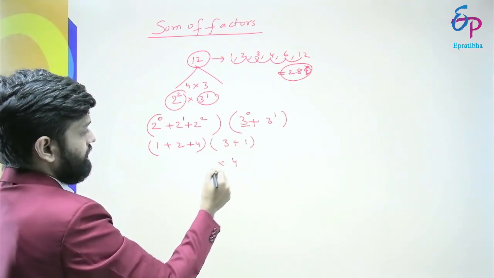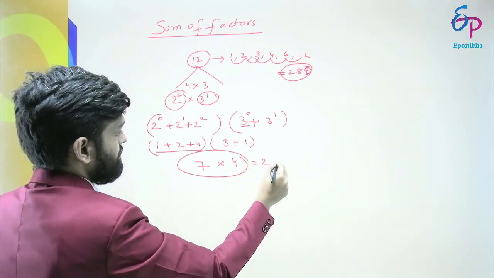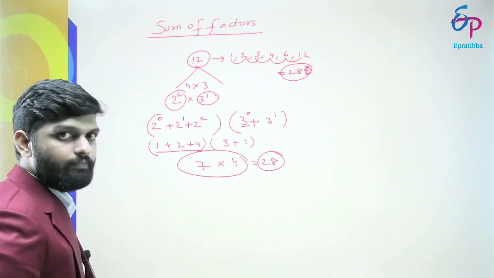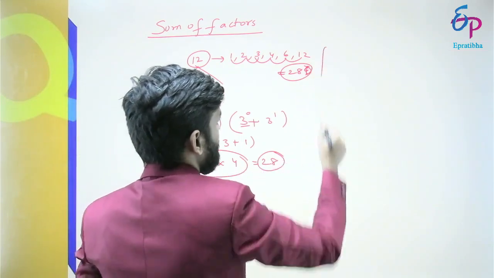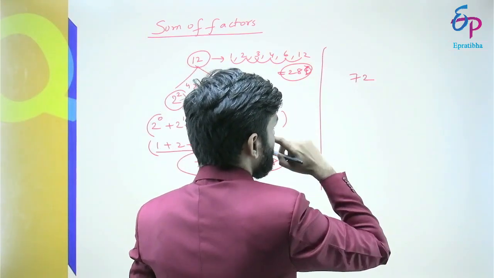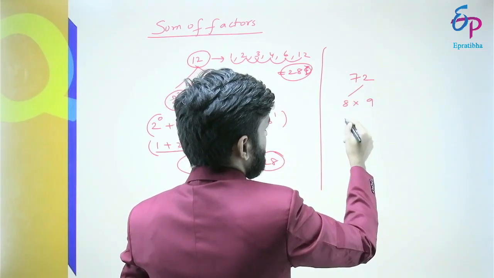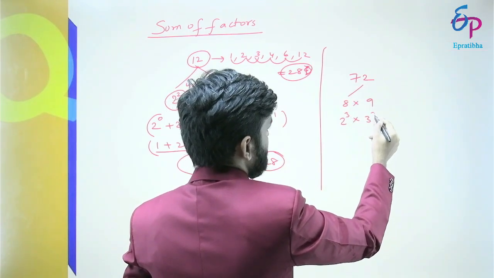So this is 4 into, how much is this? 7. So 4 7s are, how much? 28. Now if you take a bigger number, like 72, let's see how it will be. 72 can be written as 8 into 9, so this is 2 cube into 3 square.